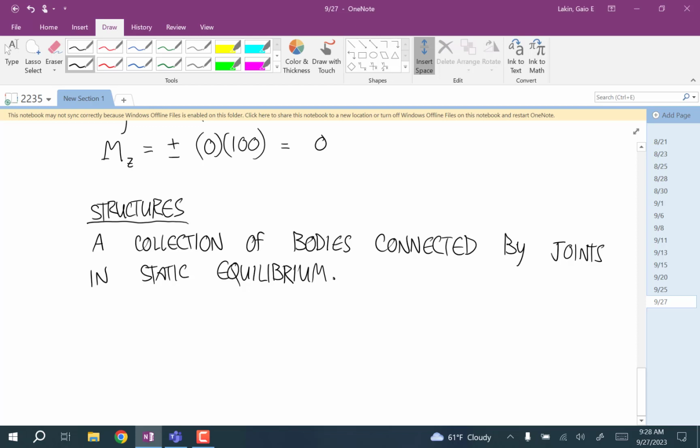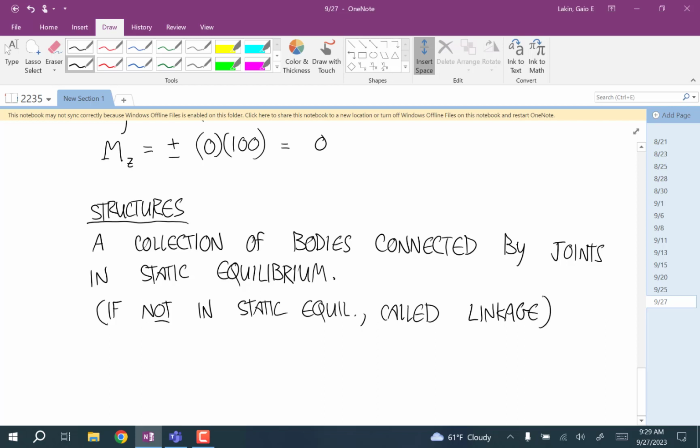What's it called if you can connect bodies in such a way that they can still move? So what do you call a collection of bodies connected by joints that isn't in static equilibrium? If it's not in static equilibrium, it's called a linkage. And we'll do calculations of those in dynamics.